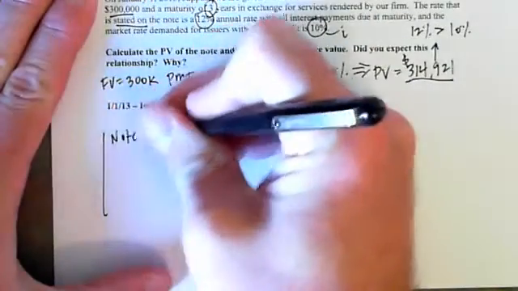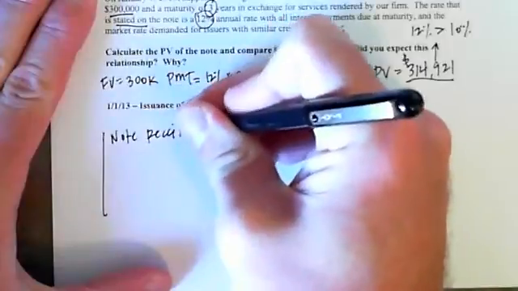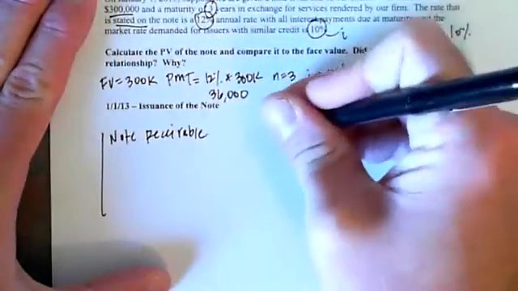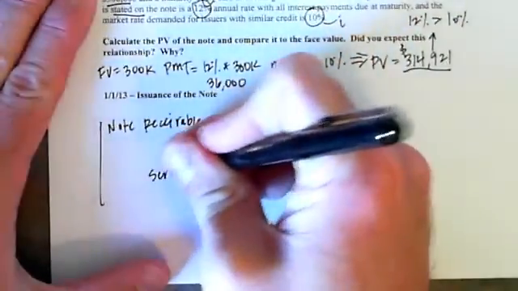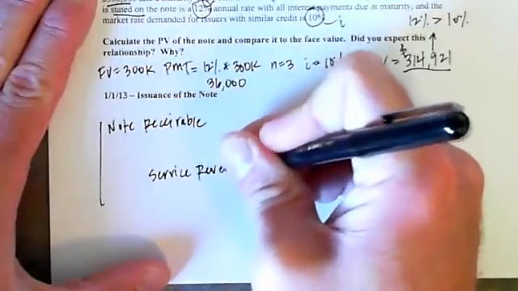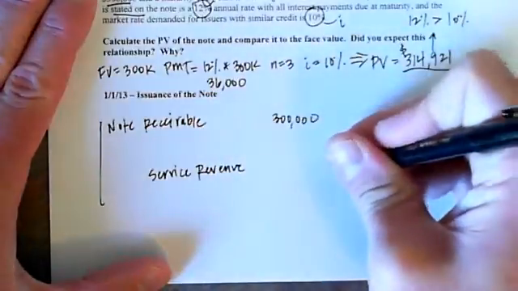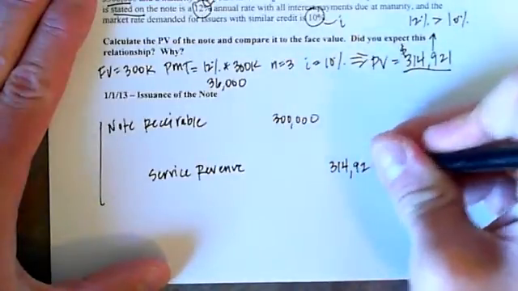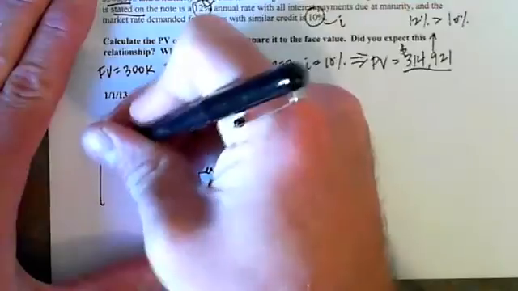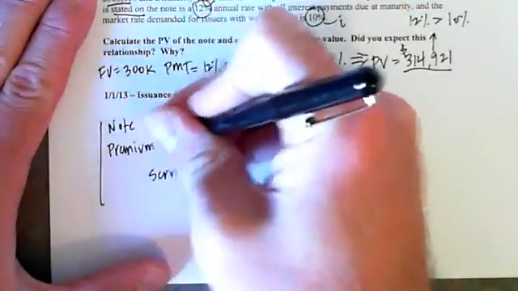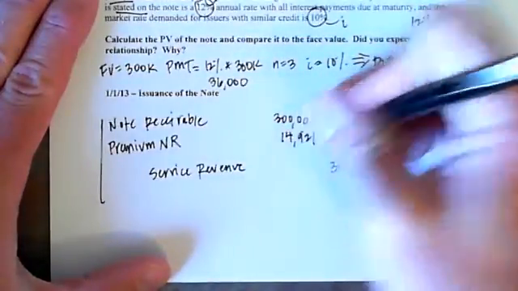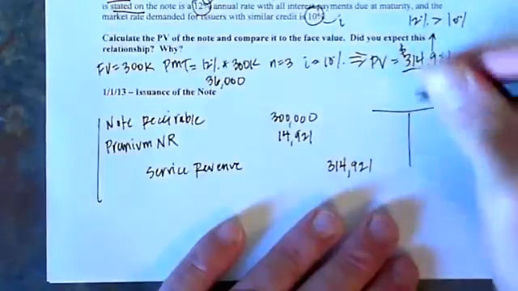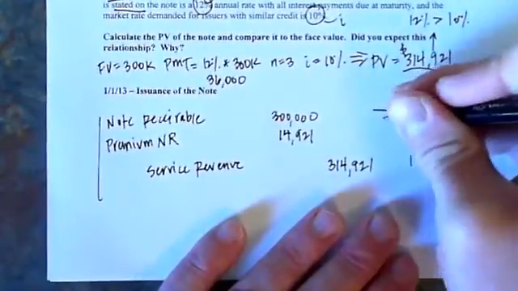All right. Whenever we record the issue, we have a note receivable. Remember that the note receivable will be at the face value of the note. We have service revenue, and that service revenue that we earned would be at the present value of the note, $314,921. And then we'd have a premium account between these two. The premium on the note receivable, remember the premium would be an adjunct account, and so it'll add to my overall balance sheet valuation.